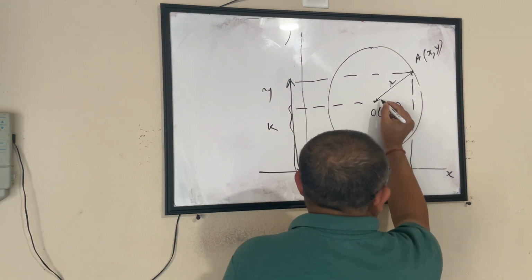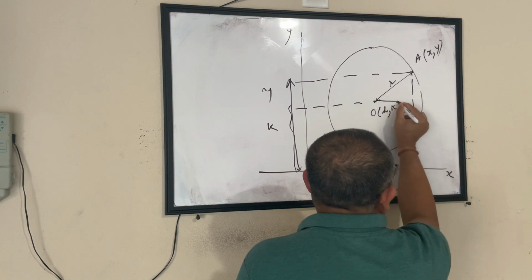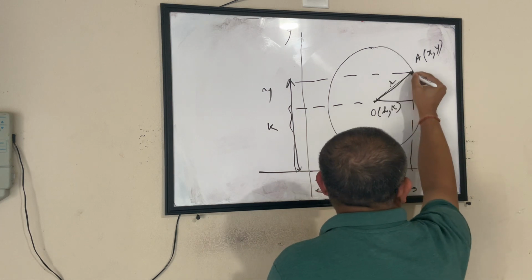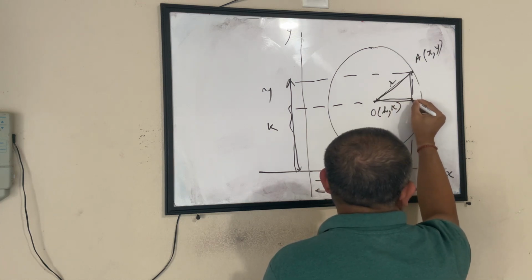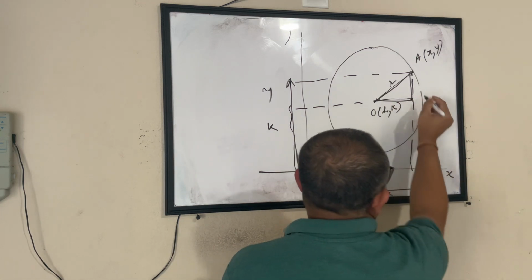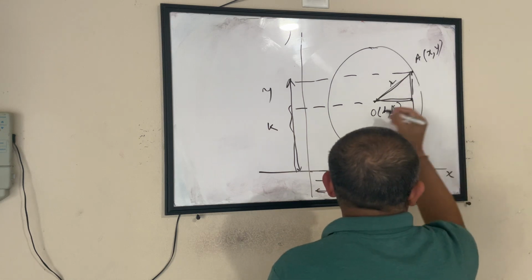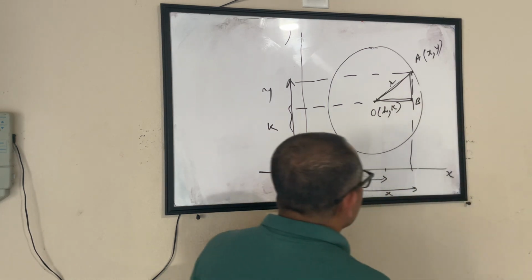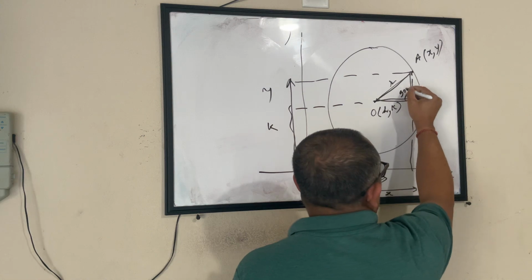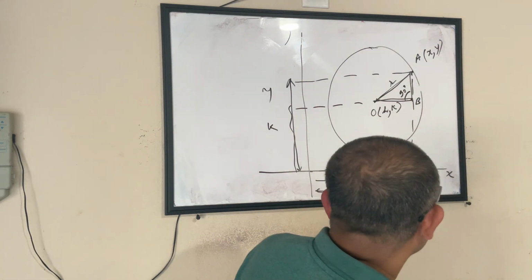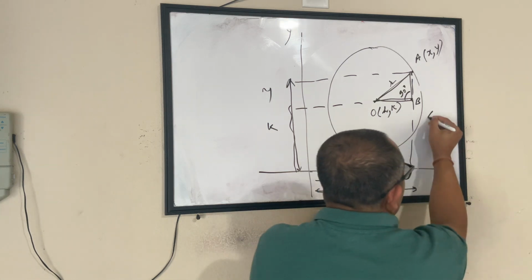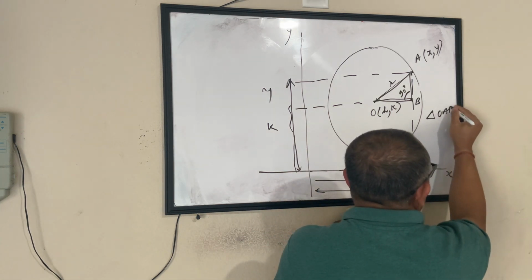Now let's break it down. I want to convert this into a right angle triangle. From here, let me draw a perpendicular, or make this line straight. Let's say this is A, O, and this is point B, and this is my 90 degrees. This becomes my right angle triangle OAB. Triangle OAB is my right angle triangle.